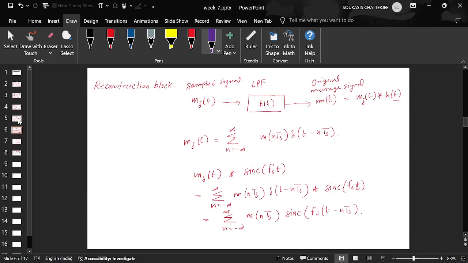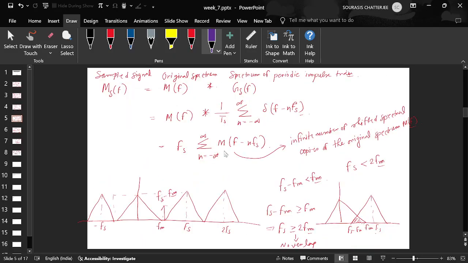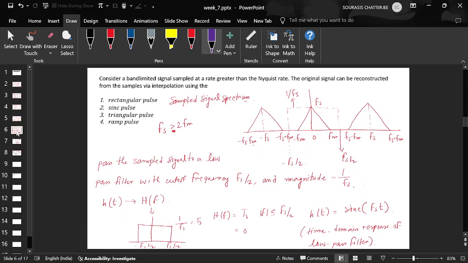So the answer to the question here: when it comes to the original signal reconstruction from the samples via interpolation, your interpolation filter ideally should be a sinc pulse, because you are supposed to pass this sampled signal through a low pass filter, and this low pass filter is going to have a sinc pulse time domain response, and when that is convolved with the ideal impulse train, you will have your original signal as an amplitude modulated and shifted version of infinite number of sinc pulses that you use to interpolate your original message signal.